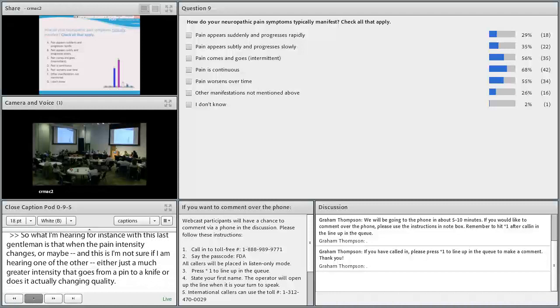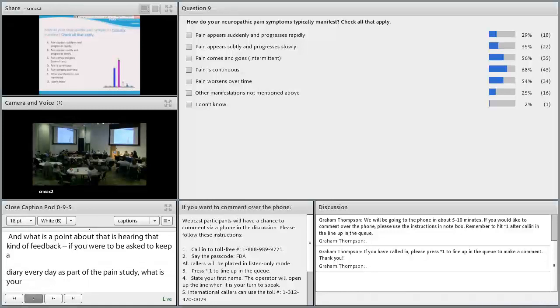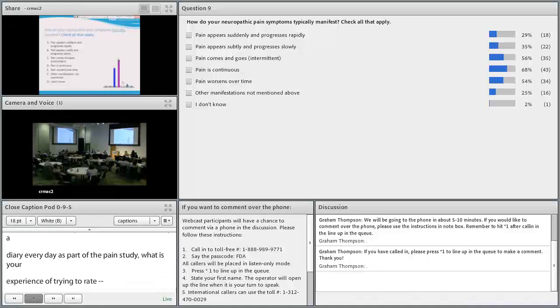If you were to be asked to keep a diary every day as part of a pain study, what is your experience of trying to rate it? We usually ask, if you have multiple symptoms, what is the most bothersome symptom, and how would you anticipate trying to rate that over time to see if perhaps a new medicine was working?